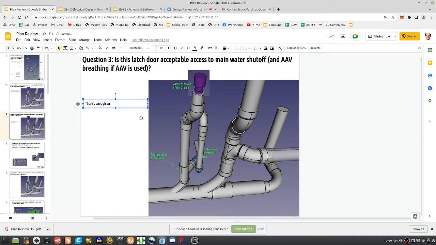Yeah, because I did see explicit mention that you cannot put an AAV inside a closed cavity, like inside an airtight cavity. Yes. Then the question becomes, what's considered airtight? They probably don't give us a definition of that. Okay, so that's cool.